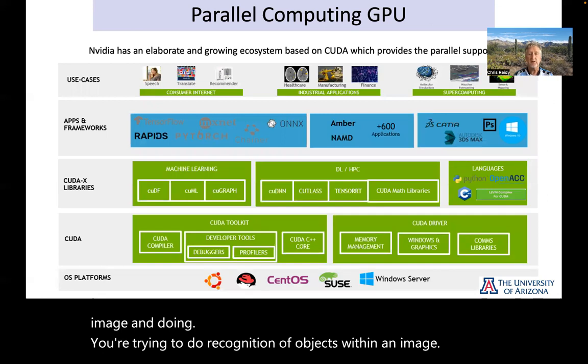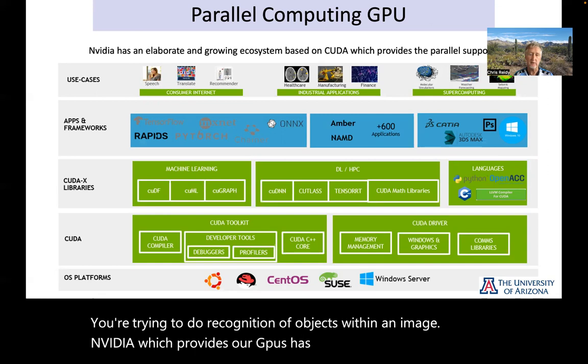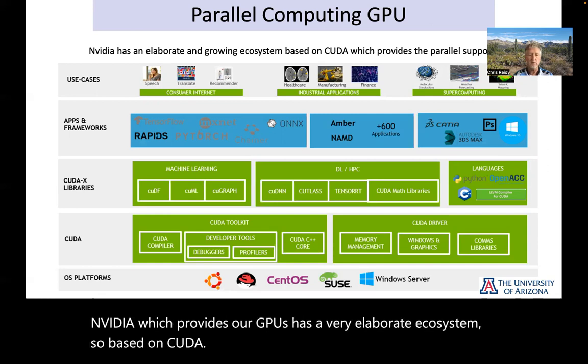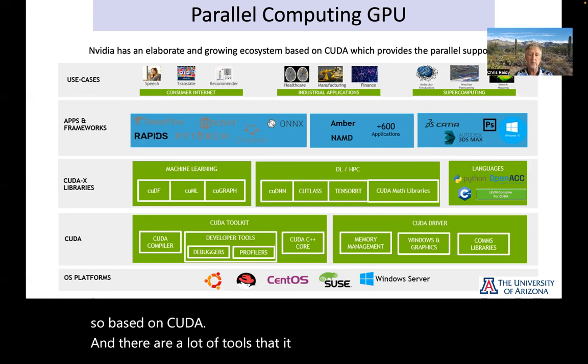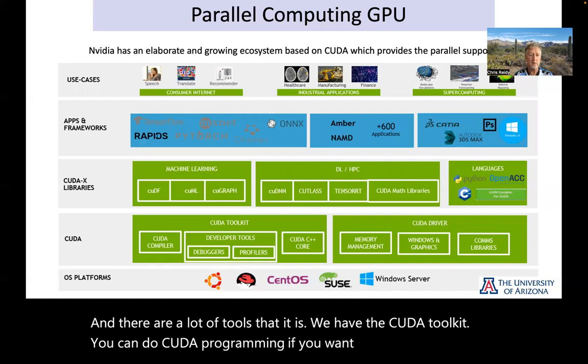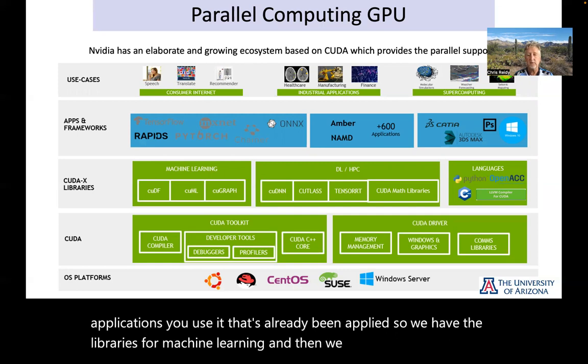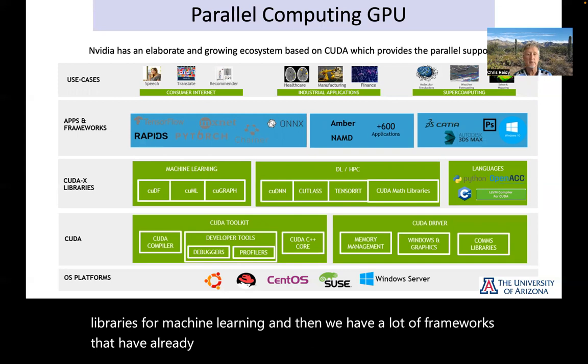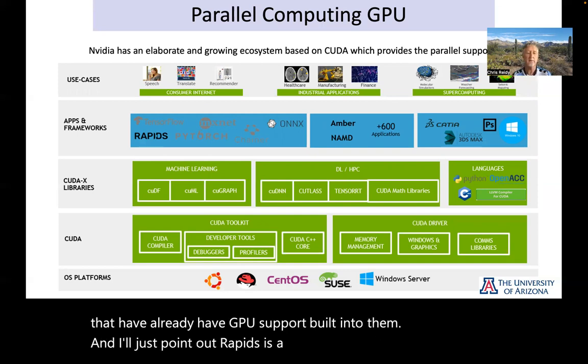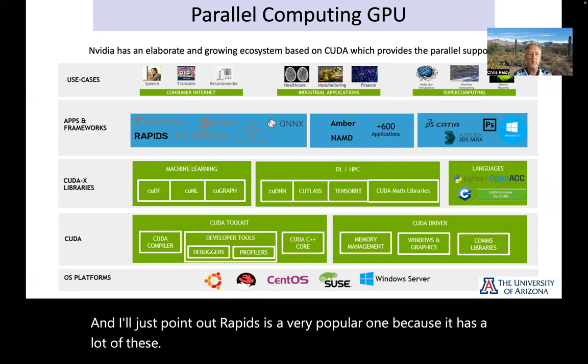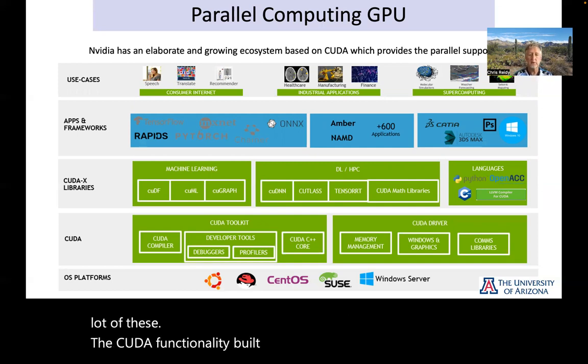NVIDIA, which provides our GPUs, has a very elaborate ecosystem. So based on CUDA, there are a lot of tools that are used. We have the CUDA toolkit. You can do CUDA programming if you want, but many of the applications you use, that's already been applied. So we have the libraries for machine learning, and then we have a lot of frameworks that already have GPU support built into them. And I'll just point out RAPIDS is a very popular one because it has a lot of the CUDA functionality built into machine learning support.